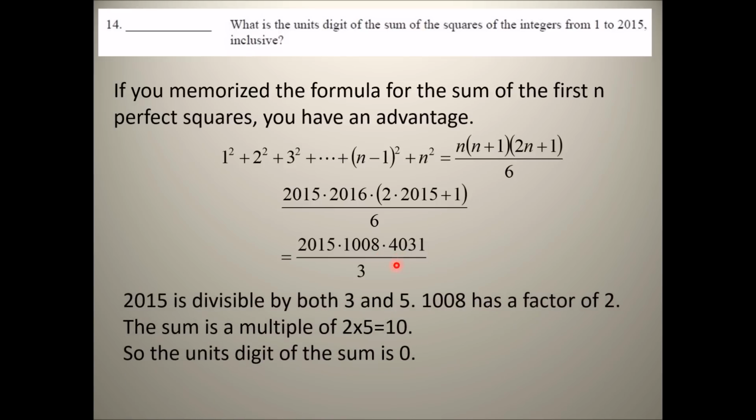Now, instead of going ahead and multiplying these numbers out to get a really big number and then dividing by 3, we can note that 2015 is not divisible by 3. Ignore that; obviously there have been some problems with spelling and grammar. But 2015 is divisible by 5, and 1008 has a factor of 2. This means that the sum is going to be a multiple of 2 times 5, which is 10, and if it's a multiple of 10, the units digit is going to be 0. So the answer would be 0.